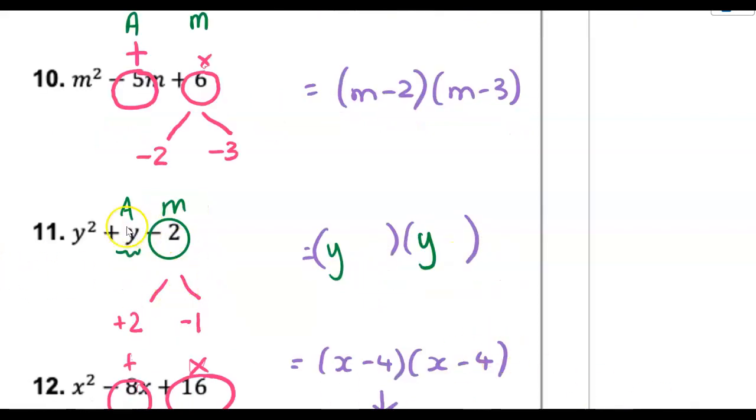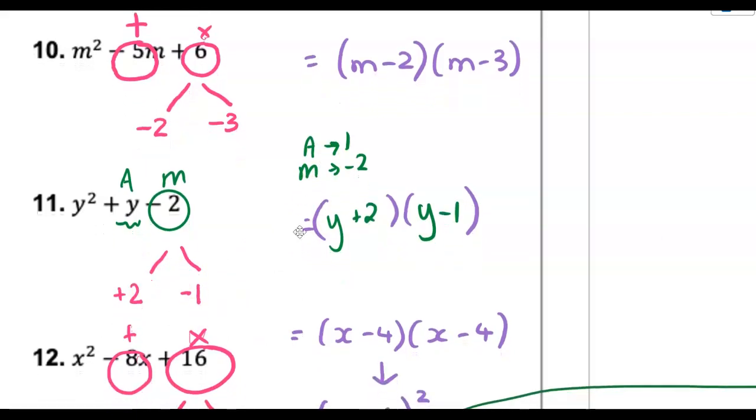So in number 11, we're looking for two numbers that will add to give us 1 and multiply together to give us minus 2. What are those two numbers going to be? So you're going to have to play around with them. I look at the multiplication options first. I'm going to have minus 2 and 1, or 1 and minus 2, or 2 and minus 1. They work, and when I add them together, I do get 1. So I'm going to pop a plus 2 and a minus 1 in there.